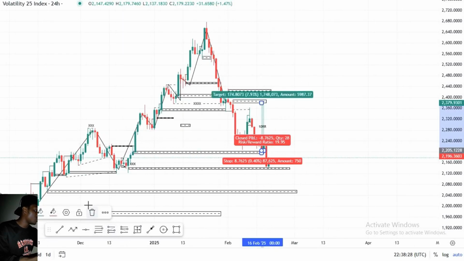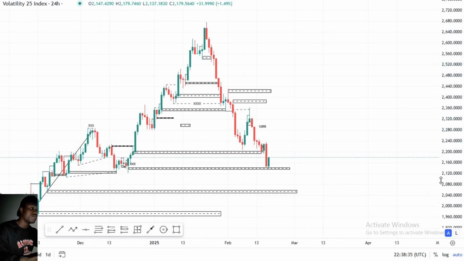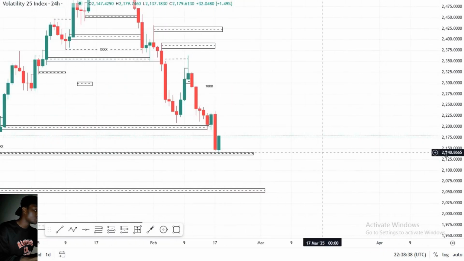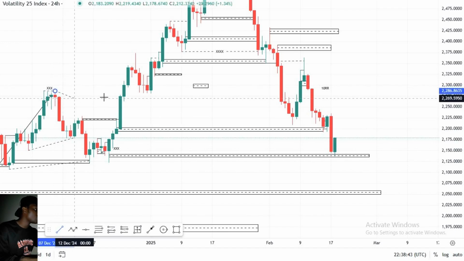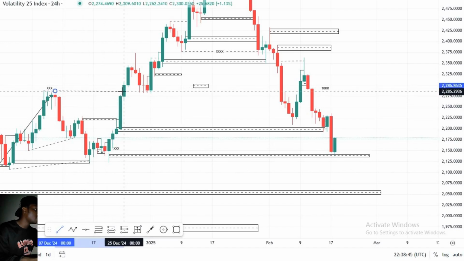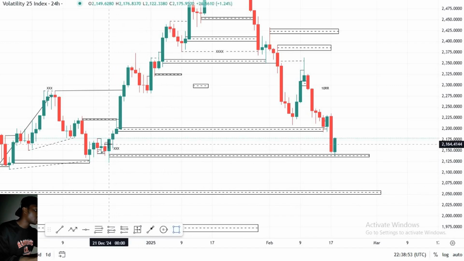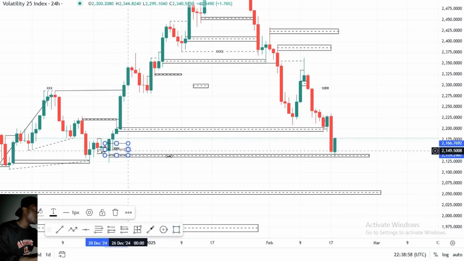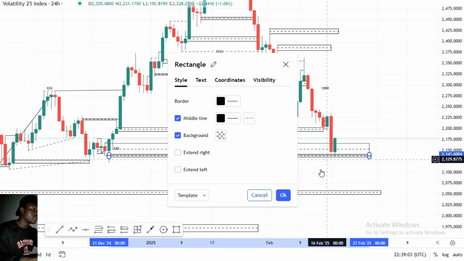So let me delete this long, and let me delete this also. When the market broke this structure, as you can see, when it broke this structural level, it left an area of demand. So as you can see, this is the area of demand. This small one that you see down here is a refined area of demand.